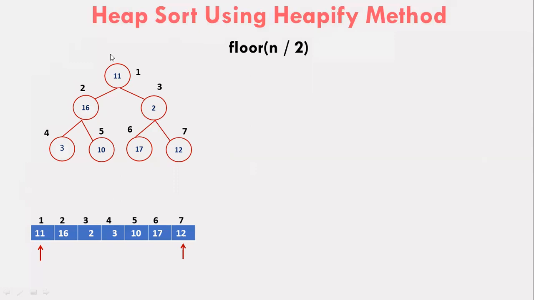So here in this case, we first compare 2 with its children 17 and 12. Of 17 and 12, 17 is the largest. So we swap 17 with the 2. The same needs to be reflected in the array also. So 17 needs to come to the 3rd position and 2 needs to go to the 6th position. So we are swapping 17 with 2. Here it is 2, here it is 17.